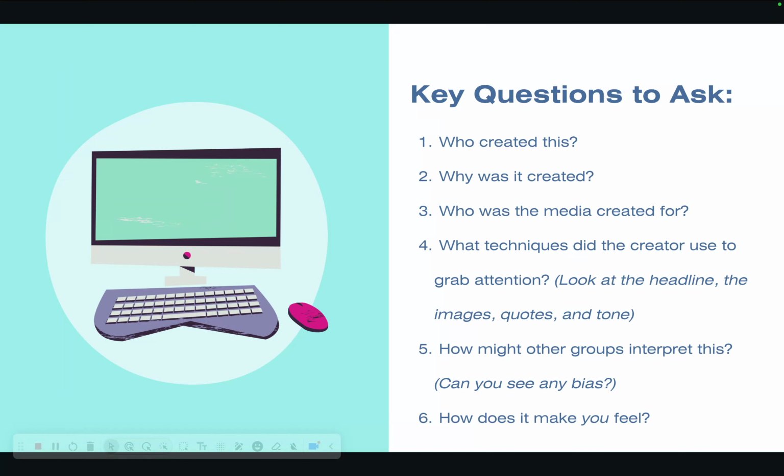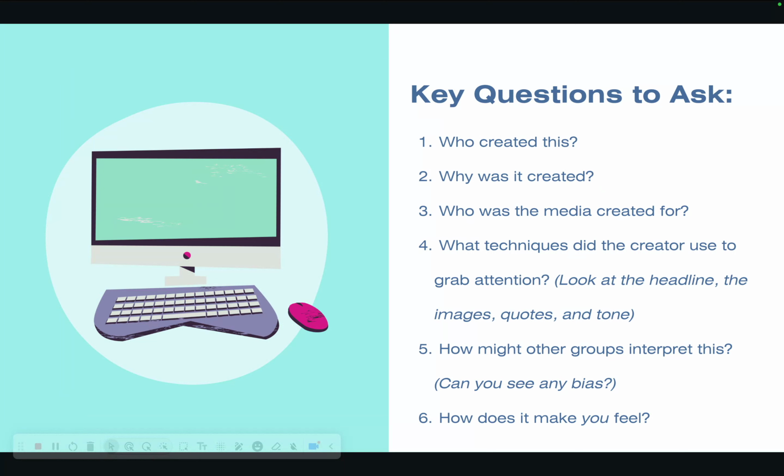Number two, why was it created? What is the message that the creator is trying to convey to the audience? Number three, who was the media created for? Who is the audience that the creator is trying to reach out to? Is it the general public? Is it like a specific centralized audience?